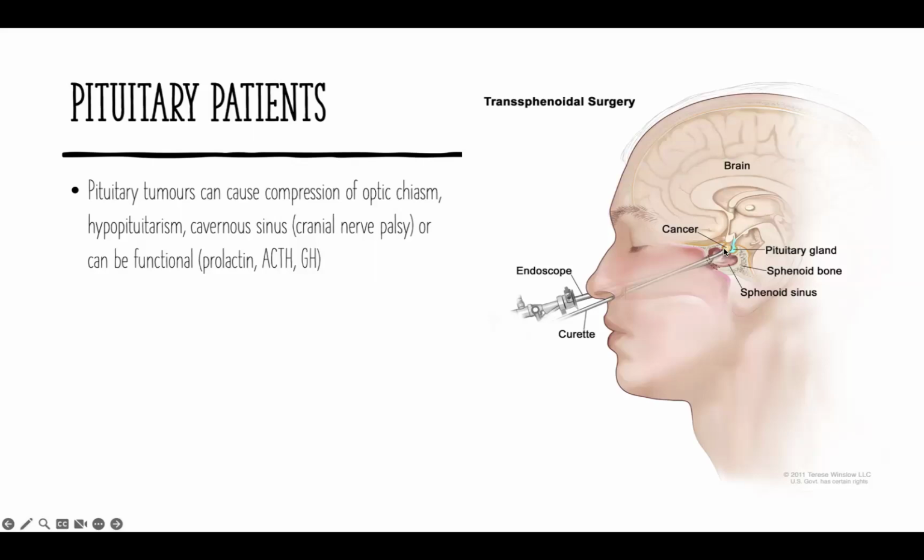So the pituitary gland, well, there are two main ways it can cause problems. One is that it grows large enough and it starts to push on other things around. So we've got the optic nerve, the chiasm that runs above.